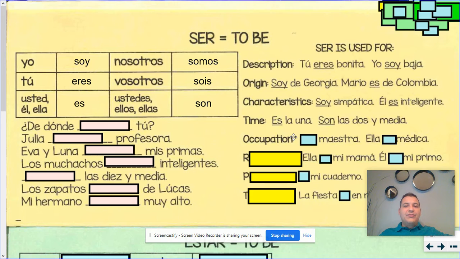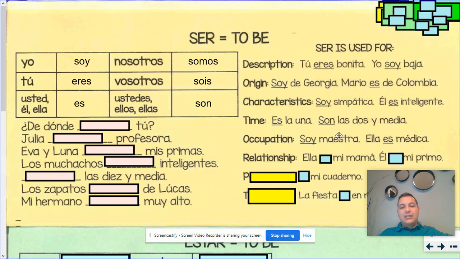Occupation. Okay? Professions. Occupation. I am a teacher. In this case, I am male, so I would say soy maestro, soy profesor. See? If you're a girl, you would say soy maestra. Soy maestra. She, ella, es médica. So for occupation, you also use it.